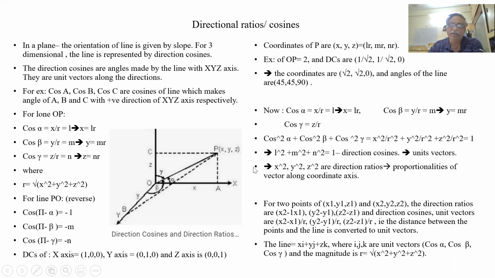Basically, what I am doing is identifying a quantity L, a quantity M, a quantity N such that L square plus M square plus N square is 1. That means a unit vector along this direction. So if I multiply with R, I am getting the total length. So basically these are unit vector coefficients. LMN are nothing but unit vector coefficients. If the length is 1 unit, then the component of x is L, the component of y is M, the component of z is N. So this is a unit vector.